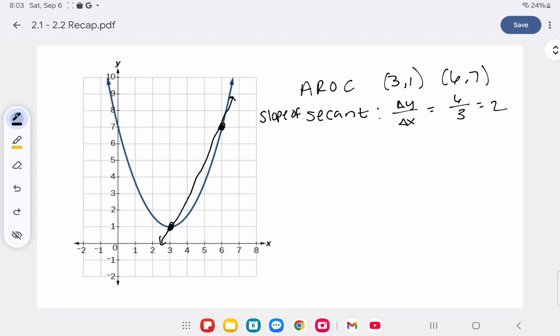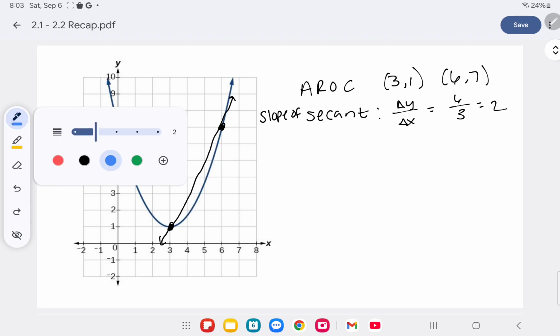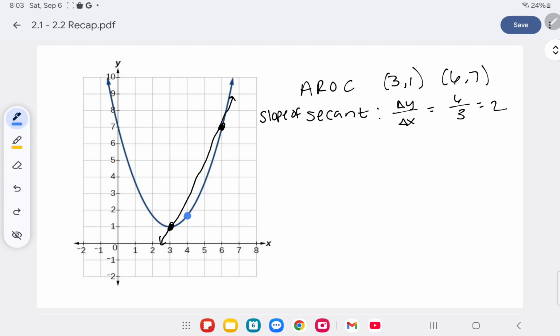If I were further down on the graph, my instantaneous rate of change, or my slope at that particular point, is going to be less steep than 2. But if I come up here, my instantaneous rate of change is going to be more than 2. But our average on that interval is 2.